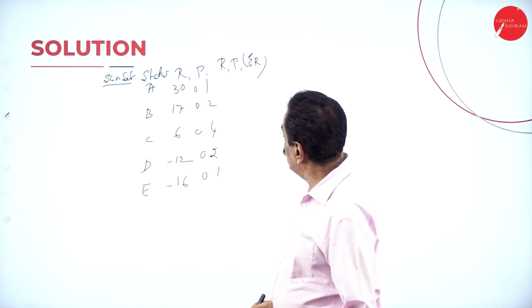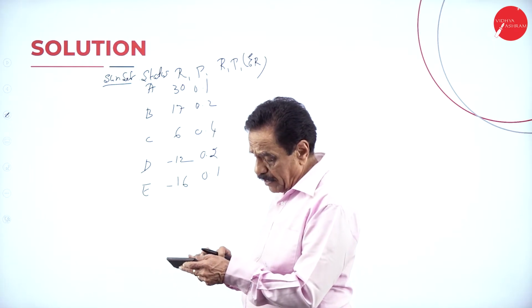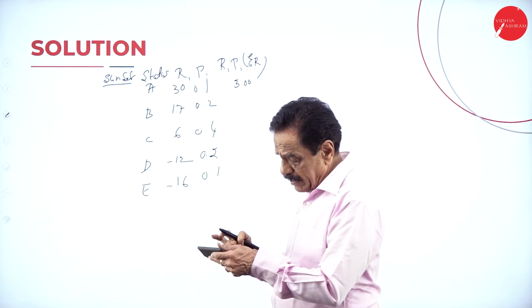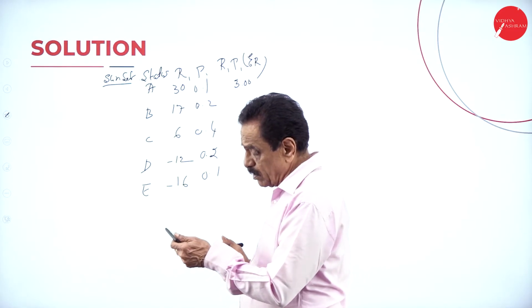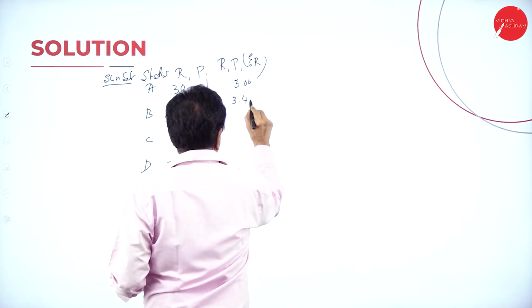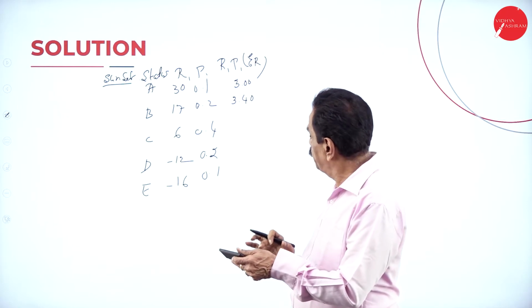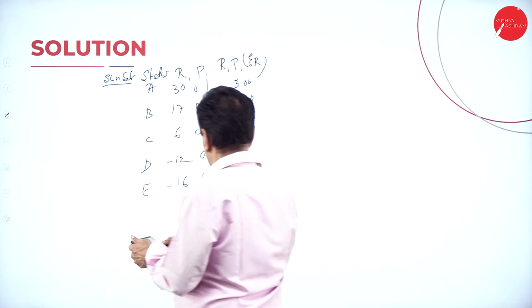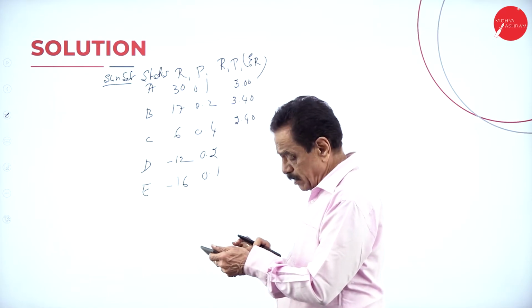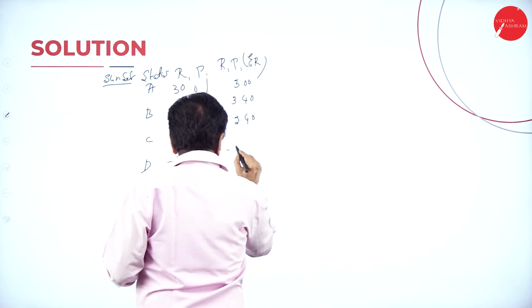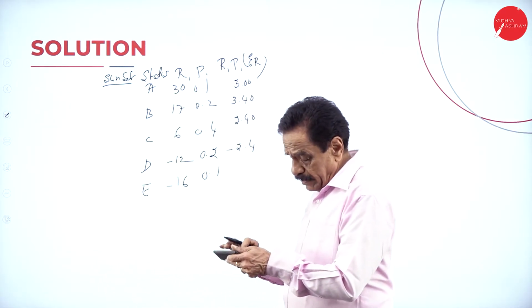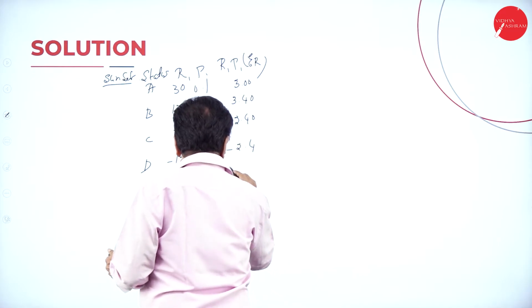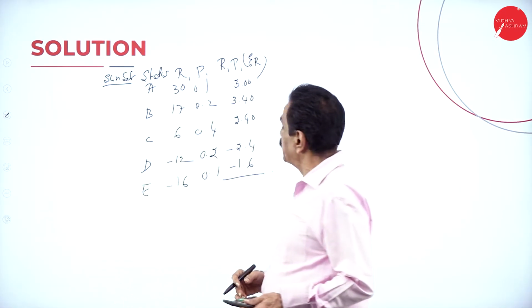Multiply: 30 into 0.1, 3. 17 into 0.2, 3.4. 6 into 0.4, 2.4. 12 into 0.2, minus 2.4. 16 into 0.1, minus 1.6. Add the figure.